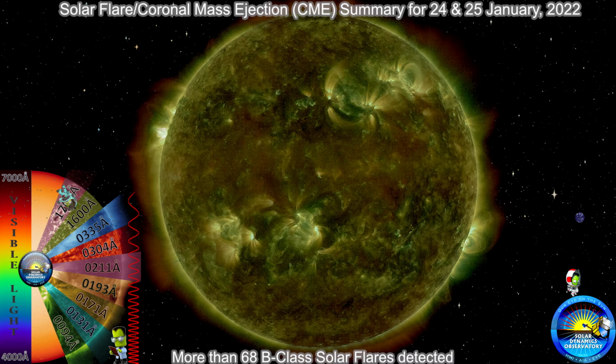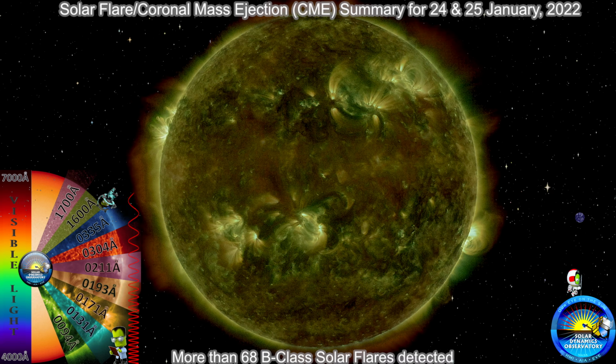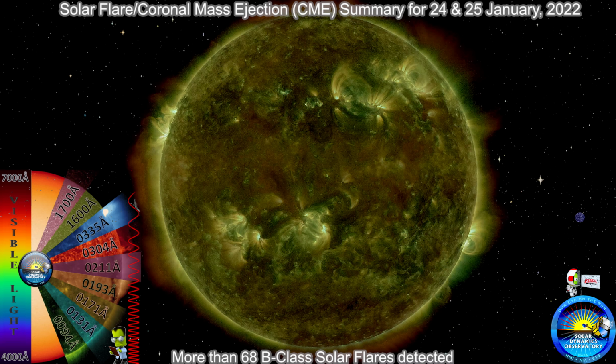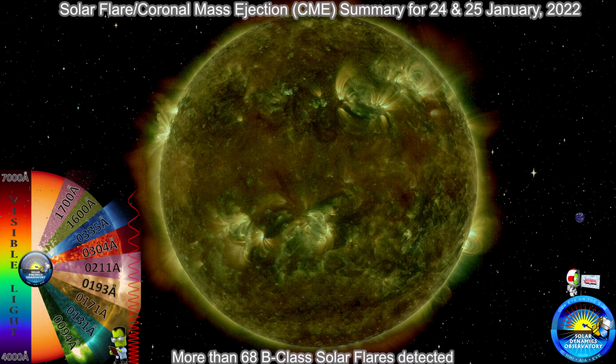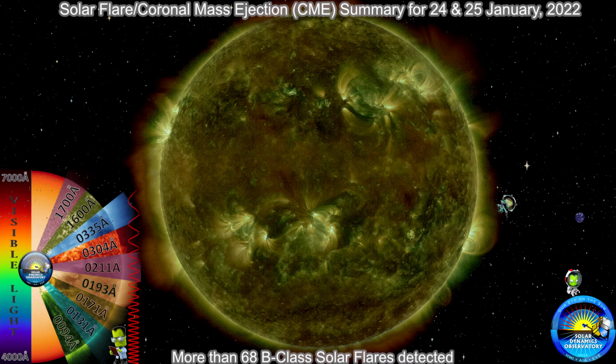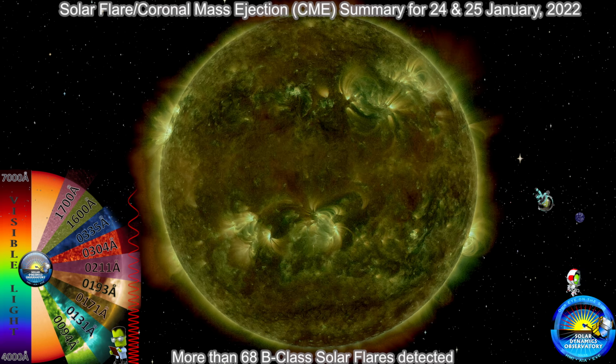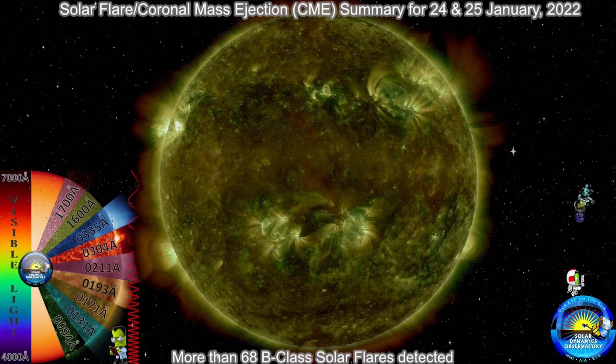Today is a beautiful day for science. Currently you're looking at angstrom filters 94, 131, and 171. This is giving us a good view of the coronal loops and the solar flare activity.